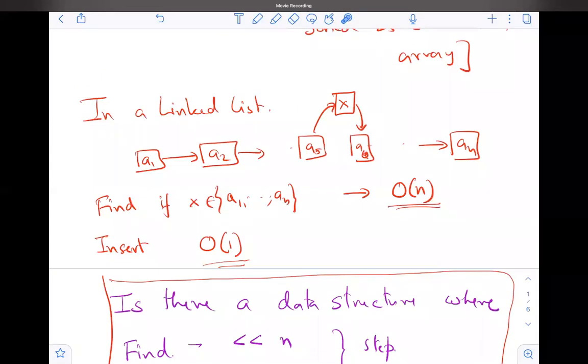Also you can do a linked list where find takes order n, but insertion is very quick. But all we are interested in is find plus insert, which still remains order n.